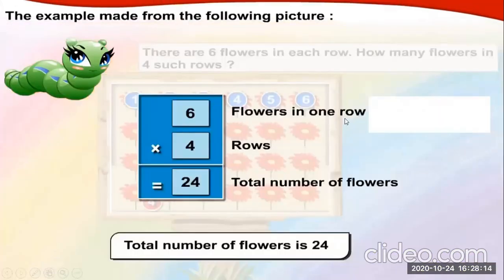6 flowers in one row multiplied by 4 rows. So the total number of flowers is 24. Yes, 6 multiplied by 4 will give us 24. So the total number of flowers is 24.